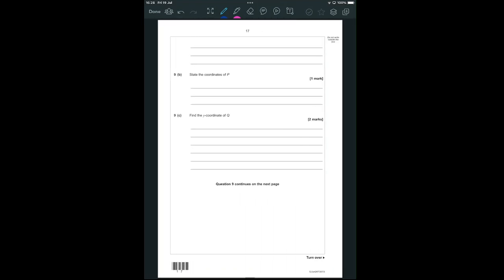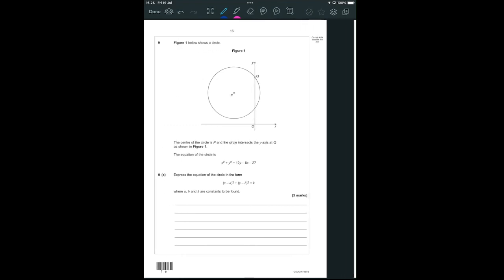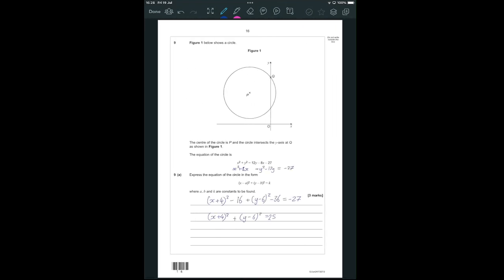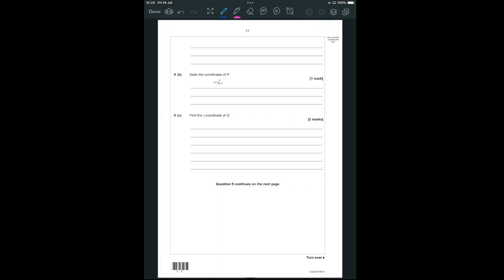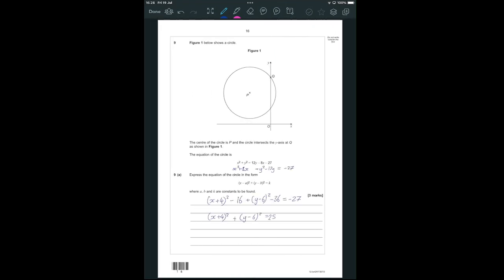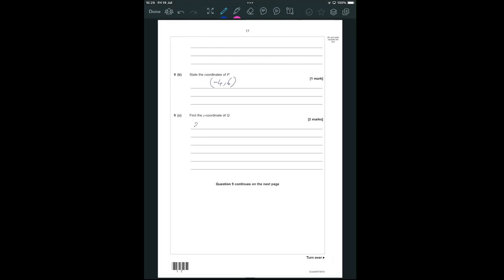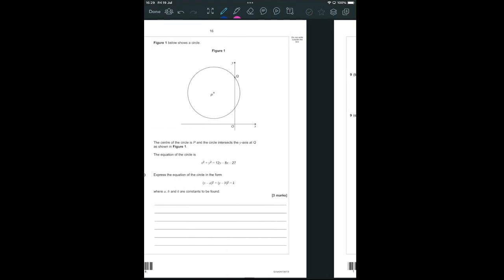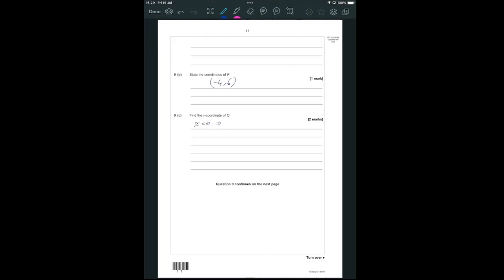Perfect. Part B, state the coordinates of P. Well, P was the center, which is the a comma b, negative 4 comma 6. Find the y coordinate of Q. Well, Q is when x equals 0, which means 4 squared plus y minus 6 squared equals 25. So y minus 6 squared is equal to 25 minus 16, which is 9. y minus 6 is 3 or negative 3, so y is 9 or 3.